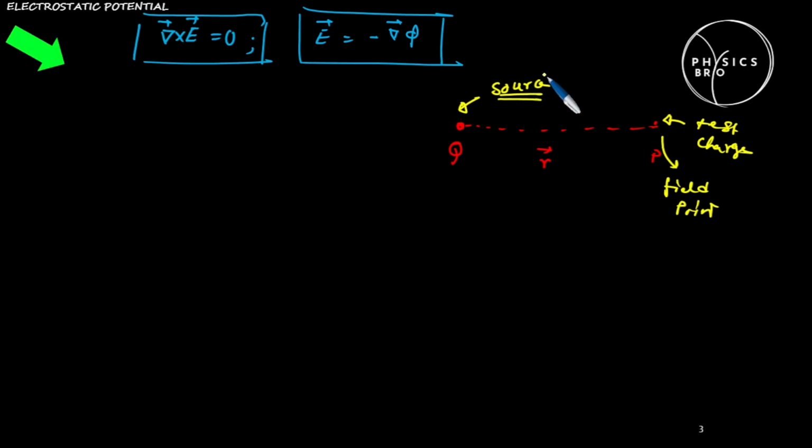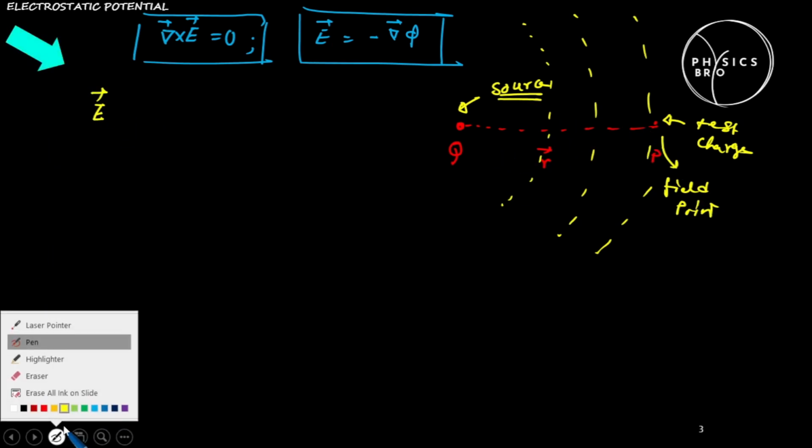Okay, now this is the source. So the source has some field. Can you calculate it? Okay, I can calculate it easily. So what will the field be? We can write it like E. Okay, this is our field.